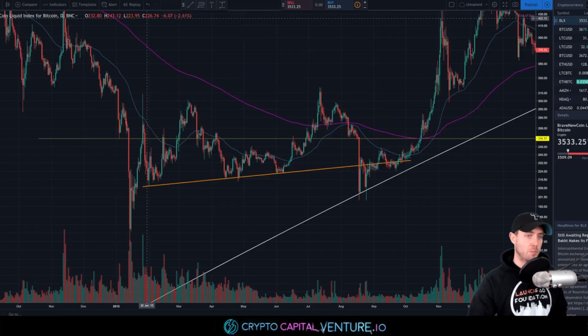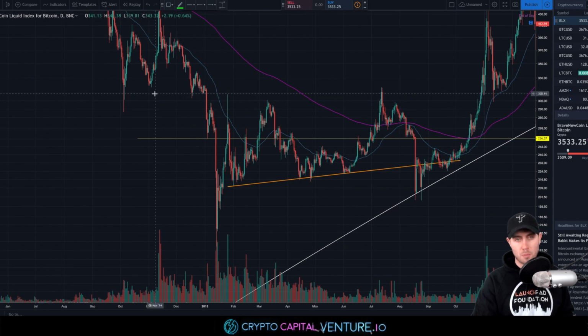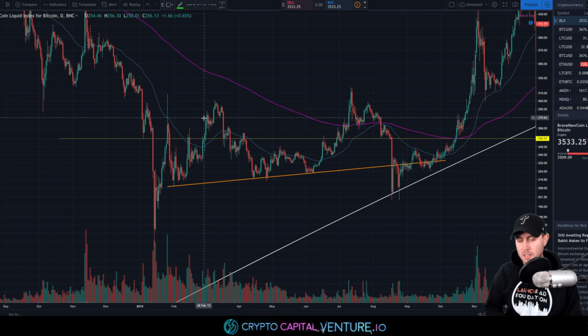The reason why it's important to me is because I've been using the 50 EMA this entire time in this bear market to determine when is the best time to anticipate the next dip for Bitcoin. And we've done that in multiple ways, but the 50 EMA has been a huge help and tool for us.